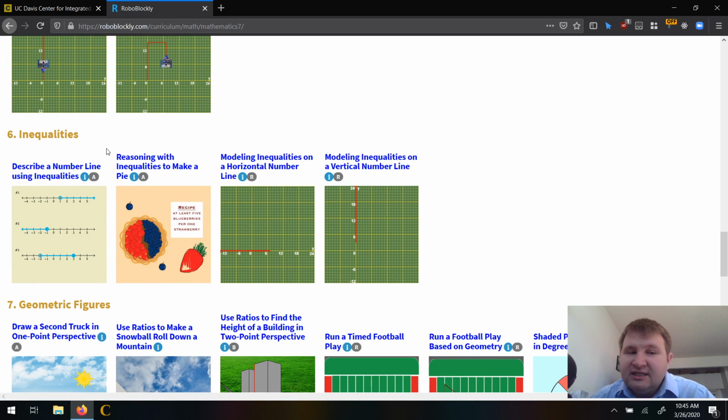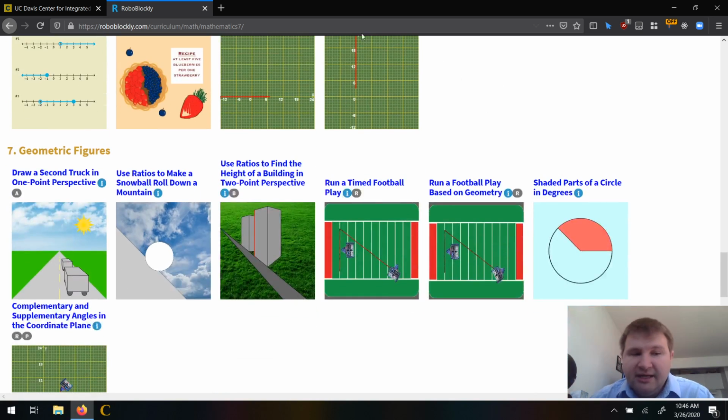We look at representing inequalities on a number line. We're looking at representing them through simple things like a pie and a recipe. We look at modeling them on a horizontal line or even on a vertical line, and just starting to get the students much more familiar with the different ways that these inequalities can be applied.